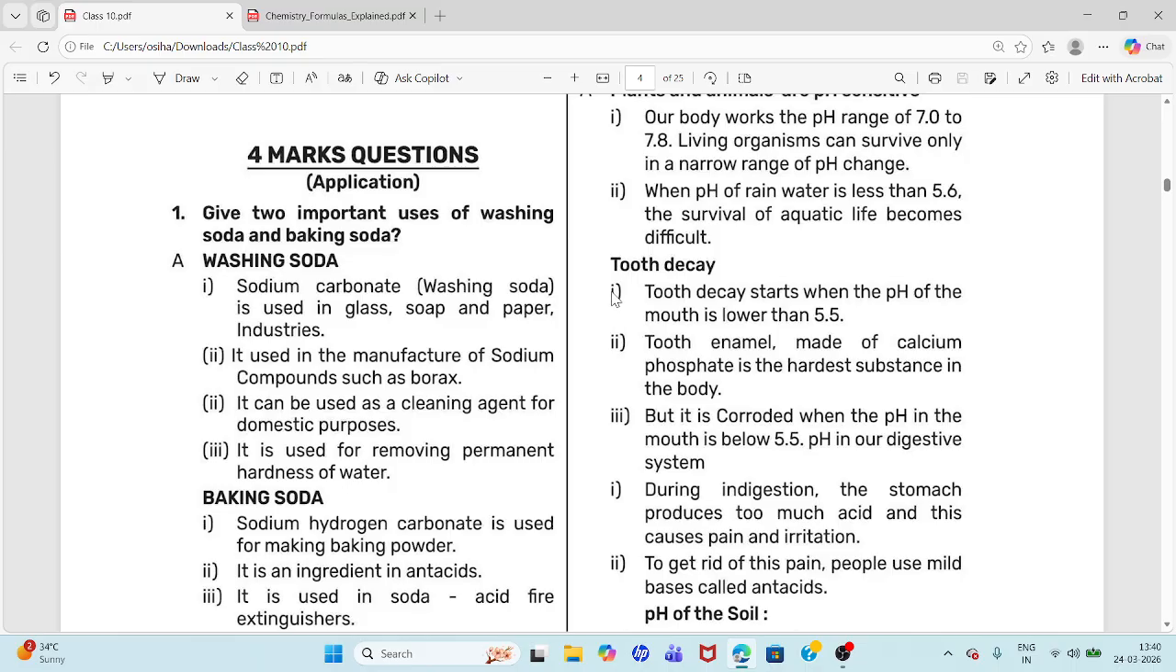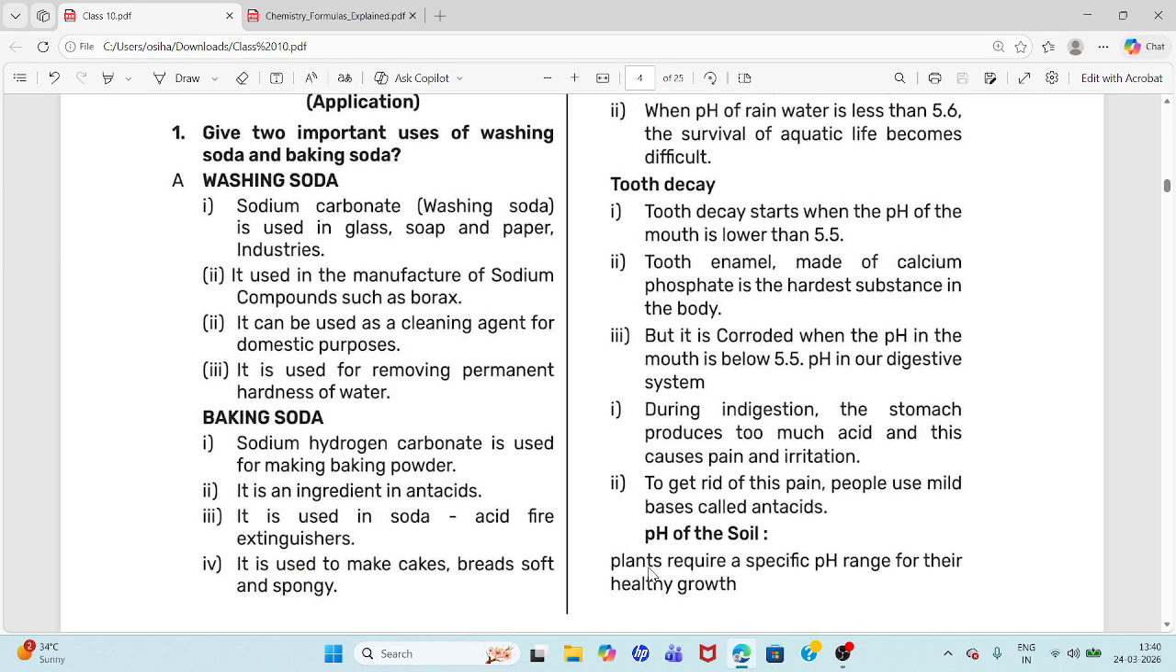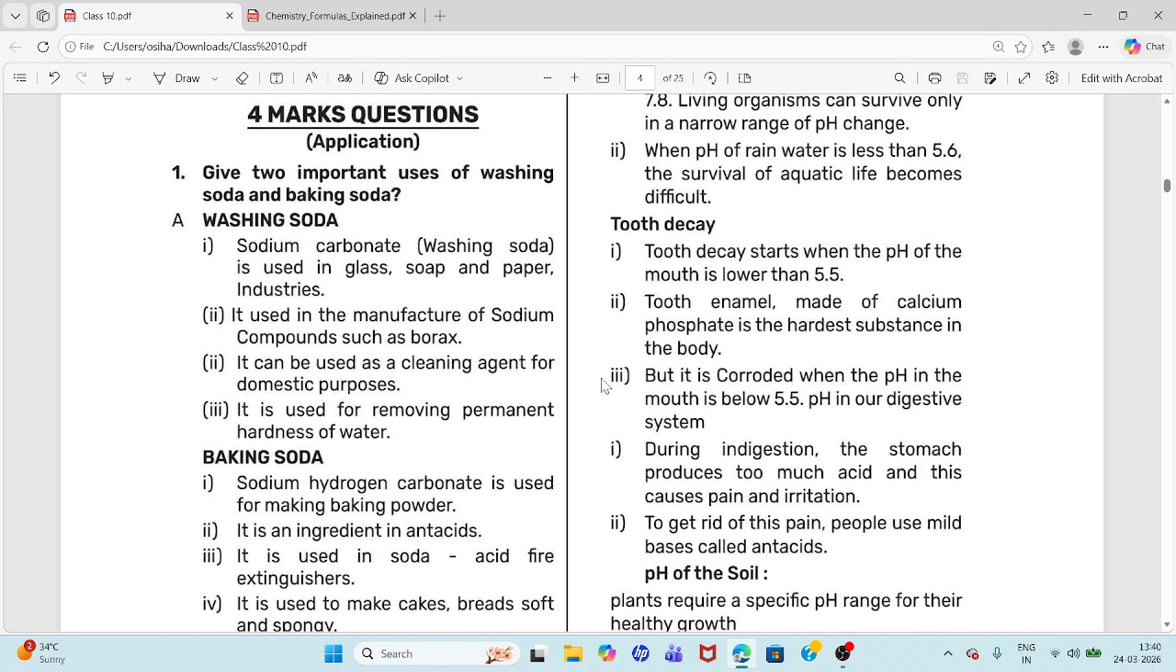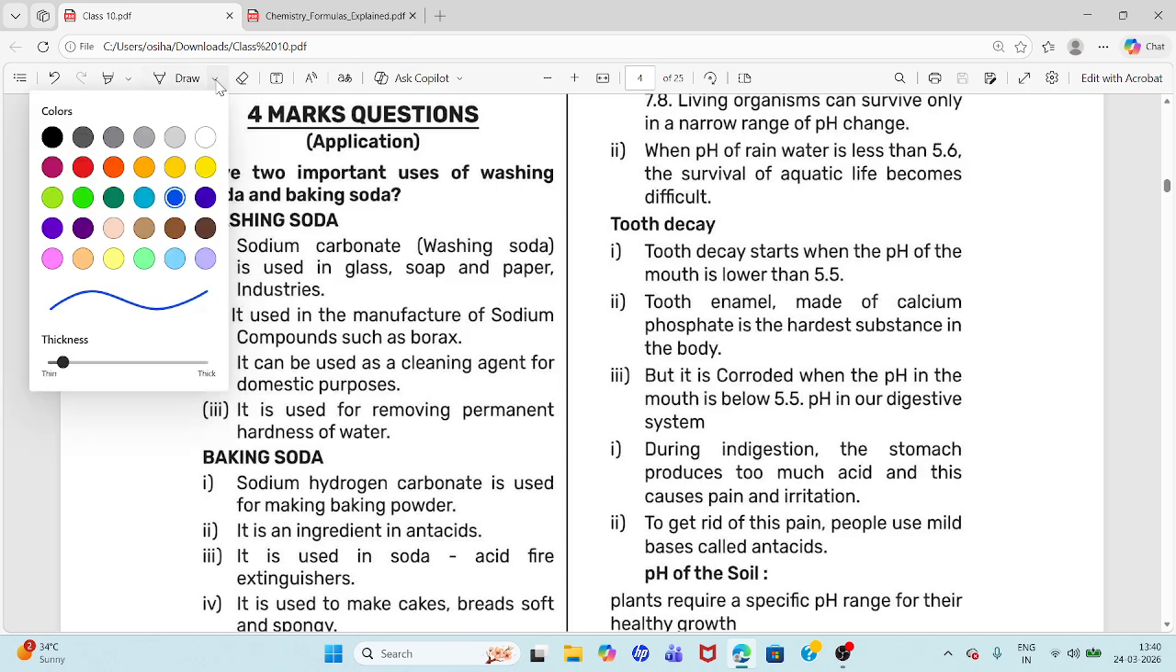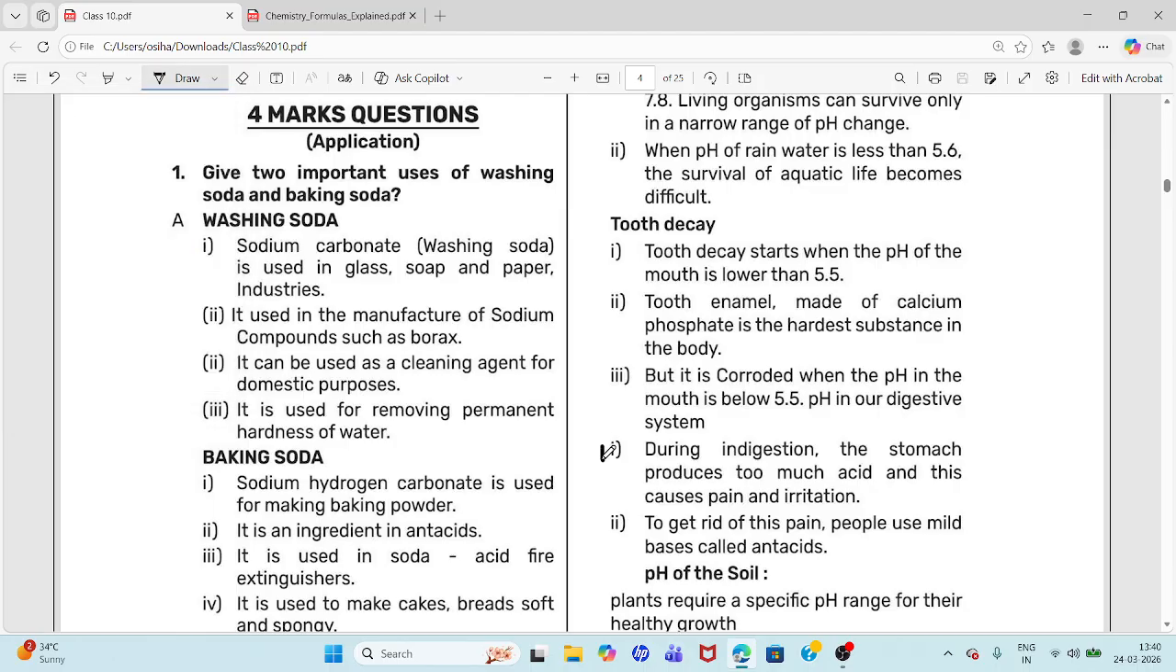Tooth decay. First, we are going to see five points. Wait, I'll change this first. Tooth decay, five points we are going to learn.